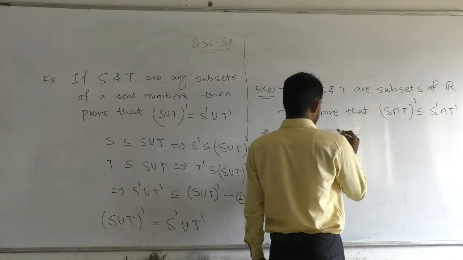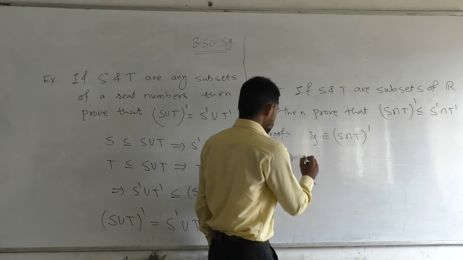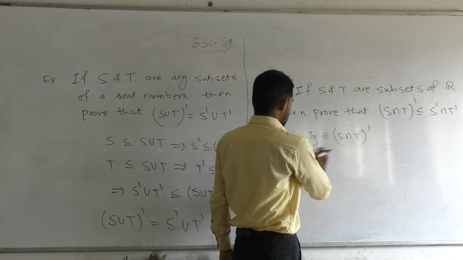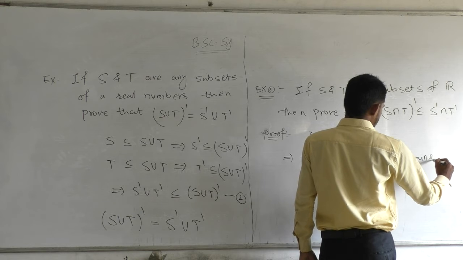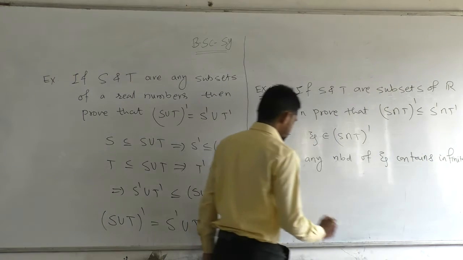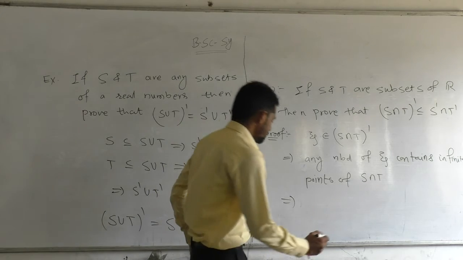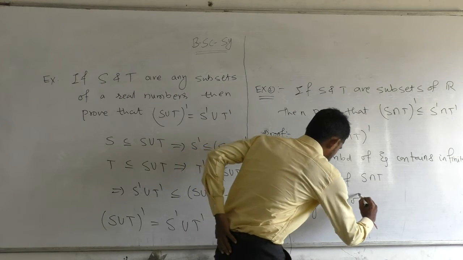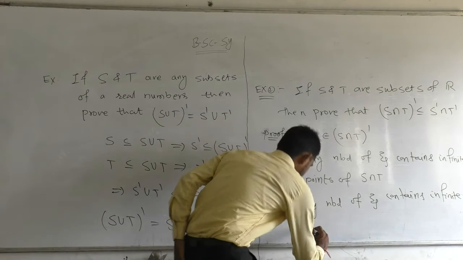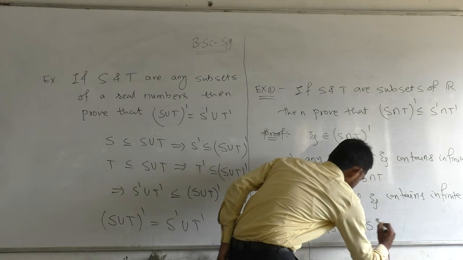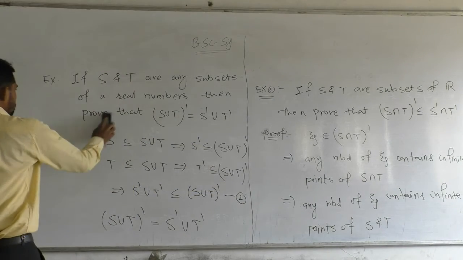Now take any point. Proof: if zeta belongs to S intersection T whole dash, that is, zeta belongs to the derived set of S intersection T. From this we can write that any neighborhood of zeta contains infinite points of S intersection T. This implies that any neighborhood of zeta contains infinite points of S and T.